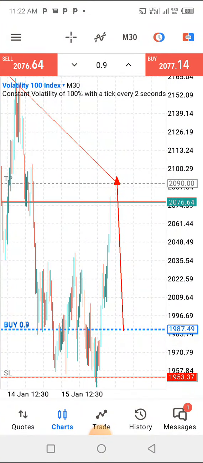We are almost on our TP. The target is for it to get to the trend line. Then probably we'll have a reversal at that point, and it will start selling. So with this strategy, you can still sell and you can still buy.